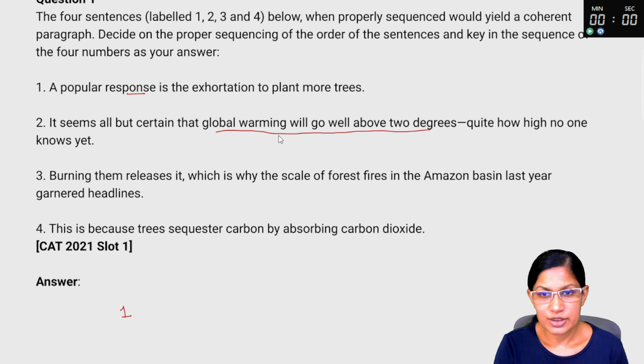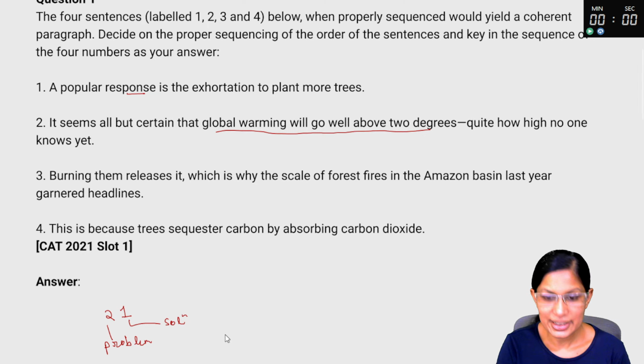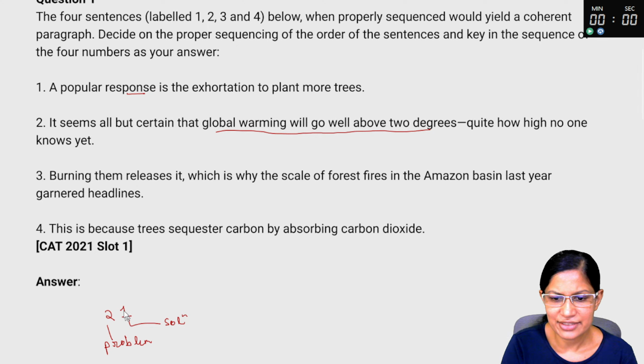So it could be a scenario where 2 is coming ahead of 1, where 2 is the problem, which is global warming. And then you have 1, which is a popular solution, right? So this potentially could be our sequence. Let's read on and see if we need to fit something else in.